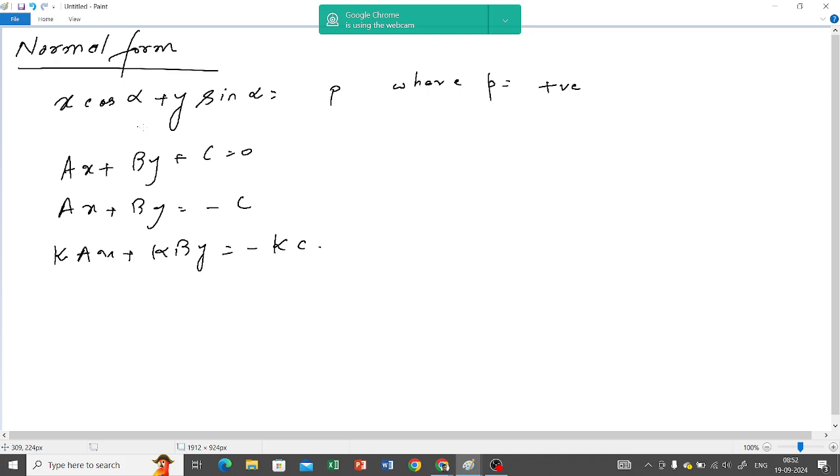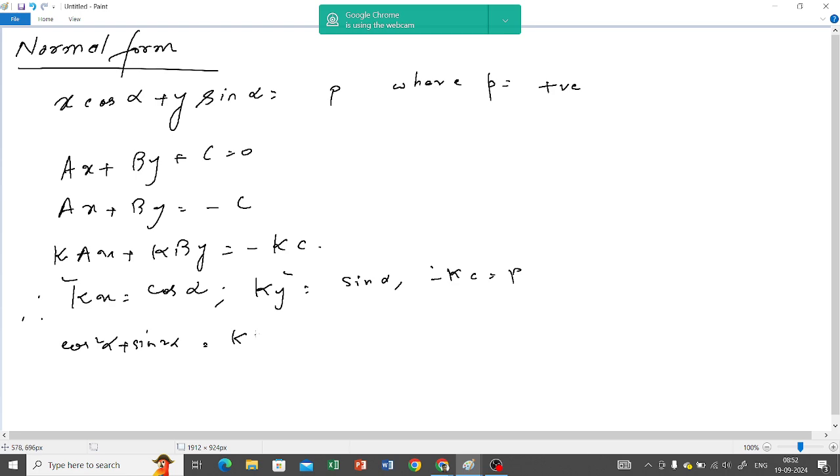Now see, now this one matches the normal form, where kx equals cos alpha, ky equals sin alpha, and minus kc equals p. If I square and add both of them, what I'm going to get: cos square alpha plus sin square alpha equals k square.